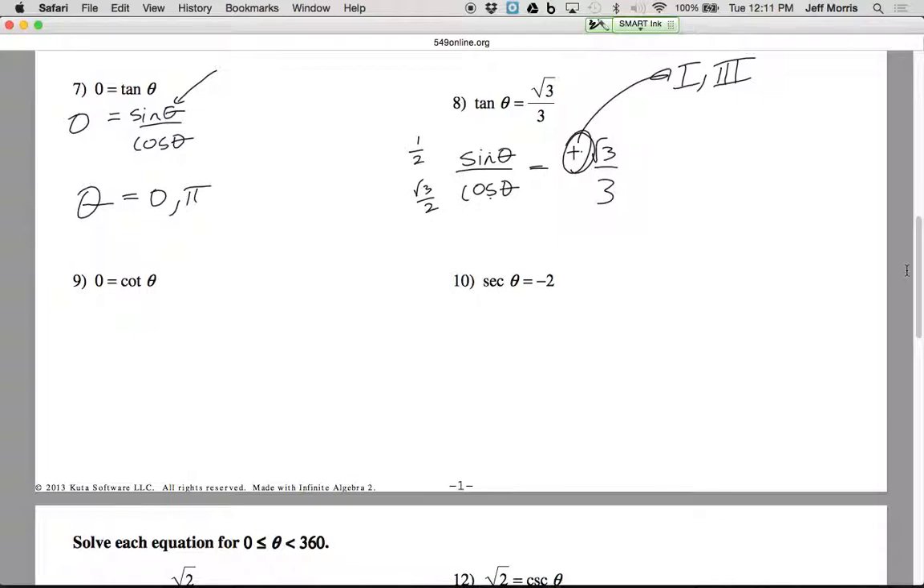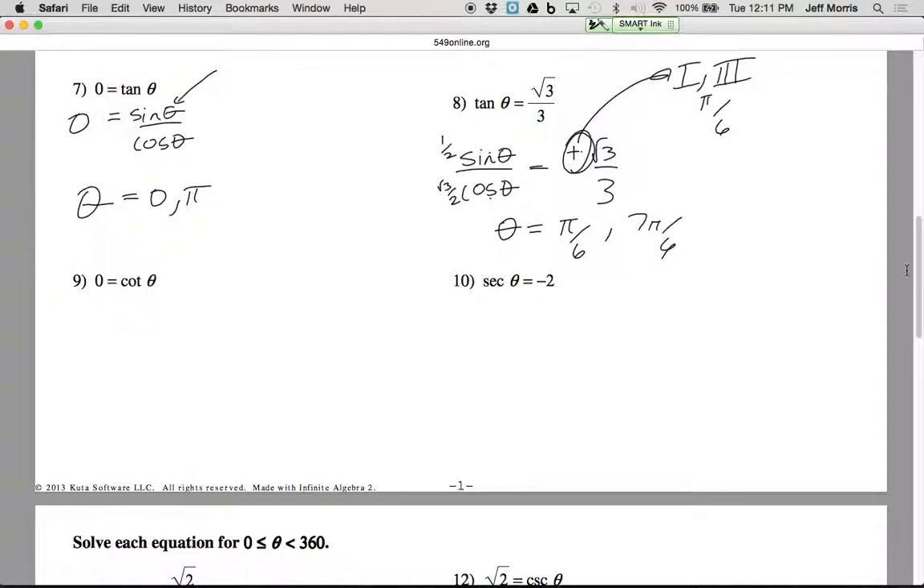If you would have done it the other way, you would have been just left with what? Root 3. That's not what I want. I want the 1 half on top, the root 3 over 2 on bottom. What reference angle is sine 1 half and cosine root 3 over 2? Pi over 6. So once you figure that out, you say, okay, my answer is quadrant 1, pi over 6. And then what about quadrant 3? 7 pi over 6.